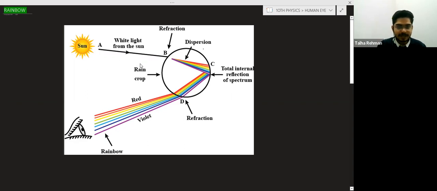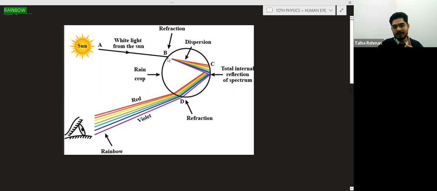So what happens here? Sunlight is there. I have told you the rainbow will be there when there is sun and rain at the same time. So the sun is there, the rain is there, and due to that rain there will be the raindrop. There will be sunlight, or you can say white light from the sun, and that will fall on the surface of the raindrop. When this light falls on the surface of the raindrop, there will be the refraction, the splitting or dispersion of light. This white light, due to the refraction, there will be the dispersion.